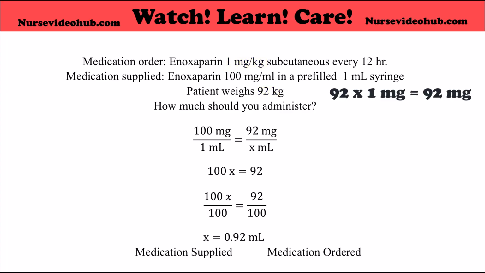So now set up the proportion. The first ratio is the medication supplied, 100 milligrams over 1 milliliter. The second ratio is the desired dose, 92 milligrams over X milliliters. Solve for the number of milliliters by cross-multiplying. 100x equals 92. Divide both sides by 100 to solve for x. X equals 0.92. Administer 0.92 milliliters.